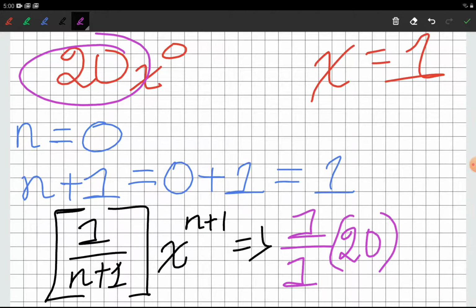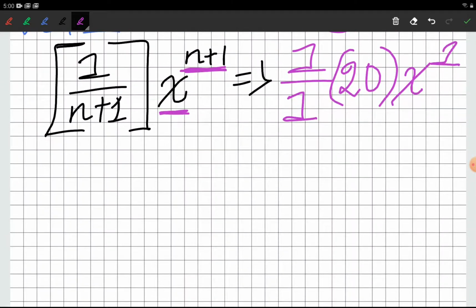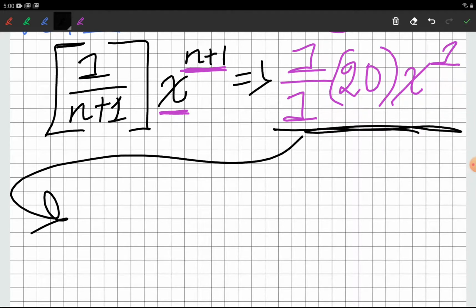20 times x. It's my new exponent. My new exponent is 1. So now let's do some simplification because I can't stand how busy that looks. Okay, let's simplify. So 1 divided by 1 is 1, right?